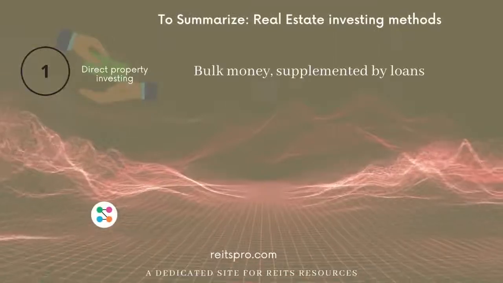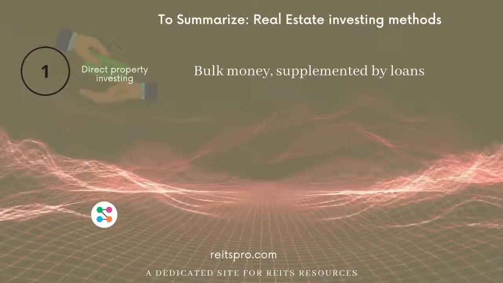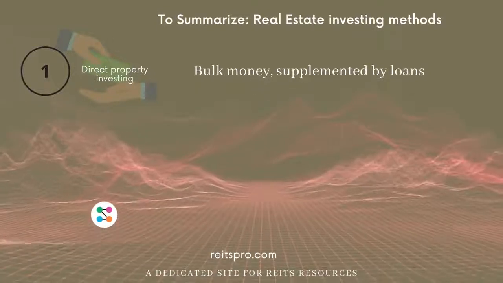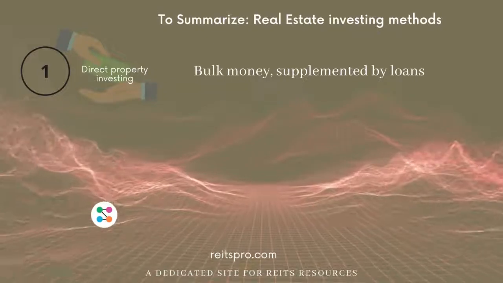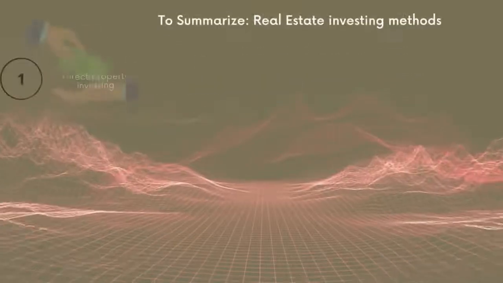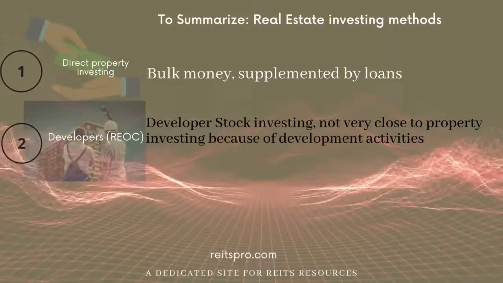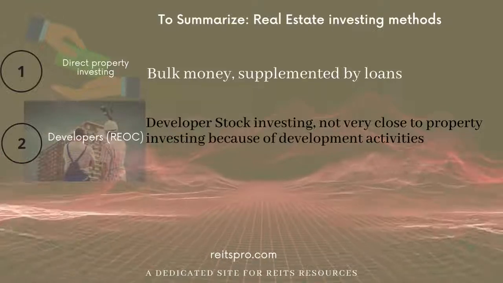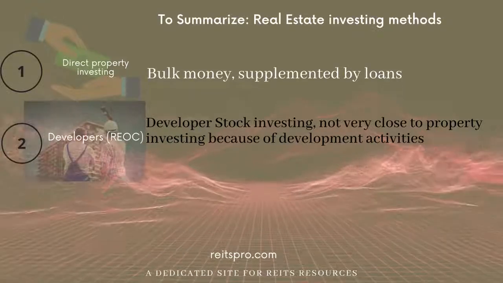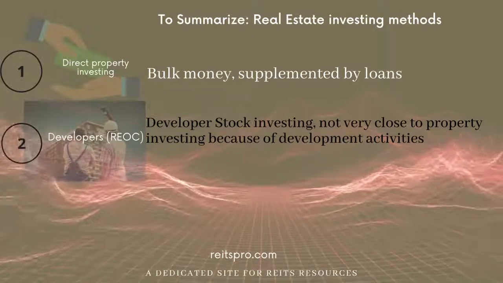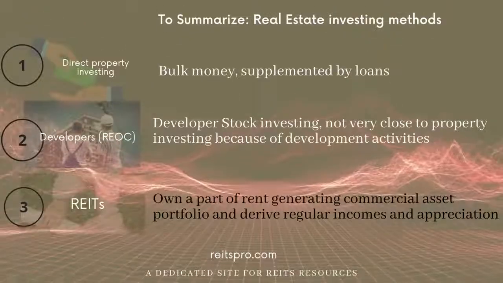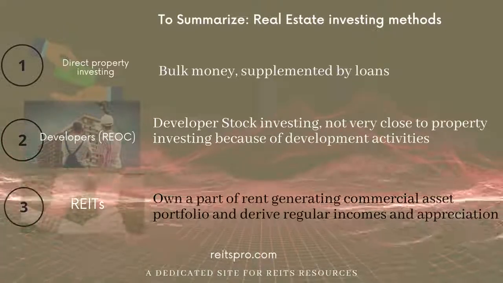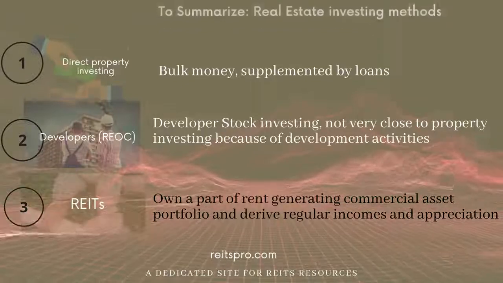To summarize, you can invest in real estate in 3 main ways. First, you can invest directly, where you'll need bulk money and you can supplement that with loans. Number 2, you can invest through the stock exchange, where you can invest in developer stocks, which are however not very close to purchasing real estate because you are affected by the business itself of development. Number 3, you can invest in commercial real estate, which is rent generating, through real estate investment trusts or REITs.